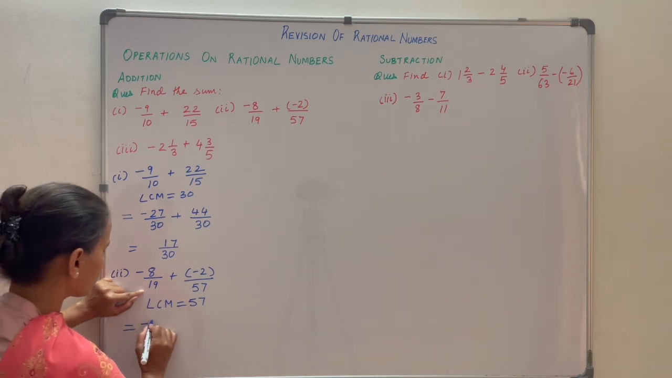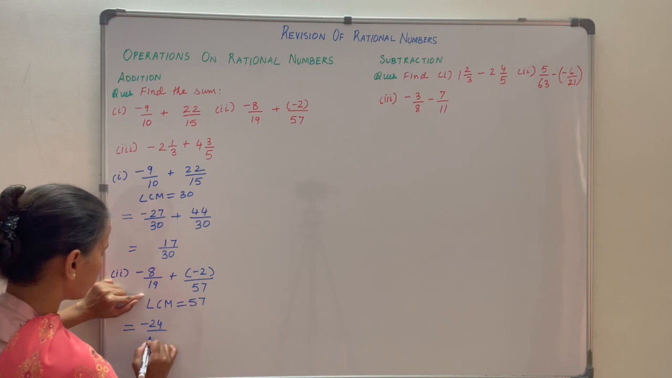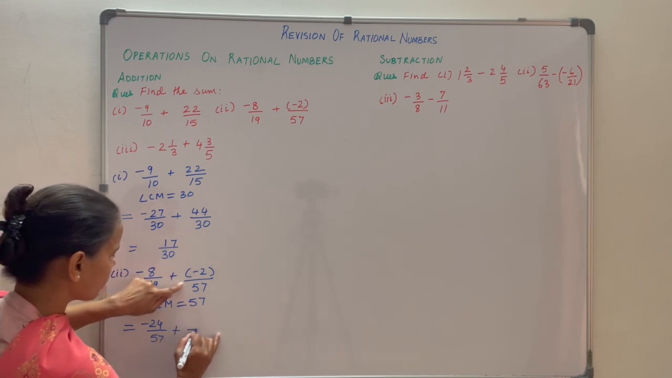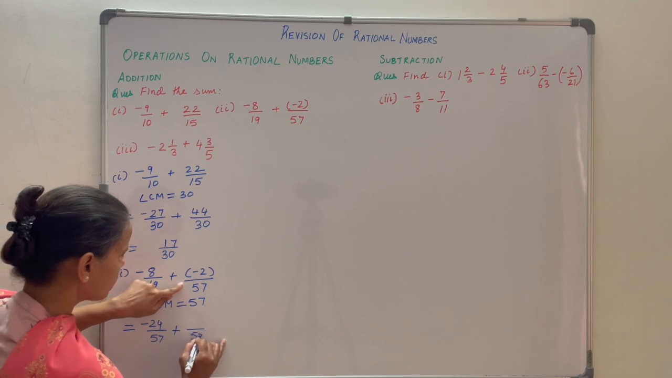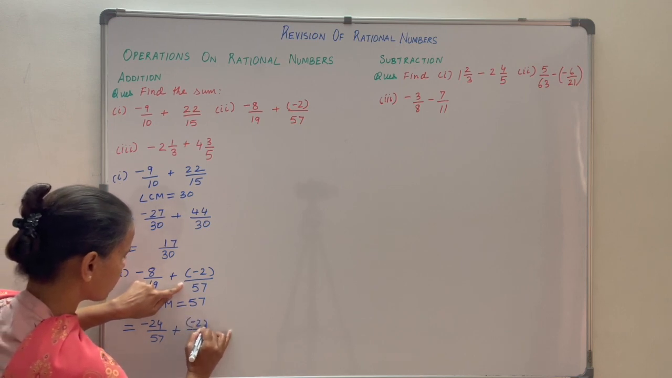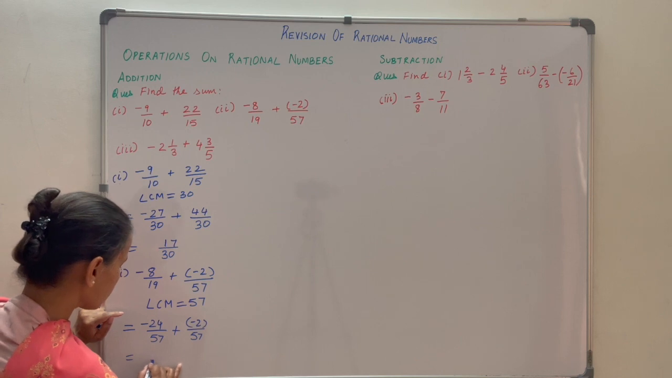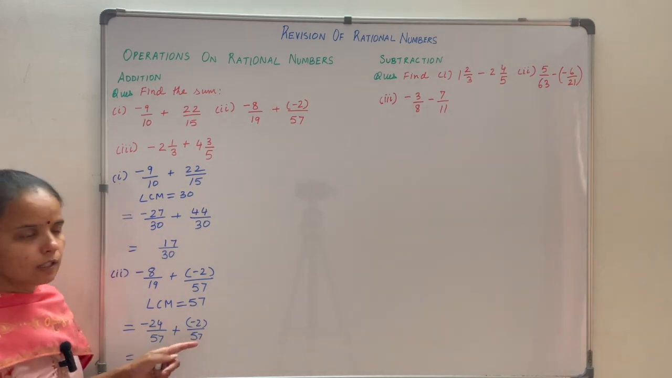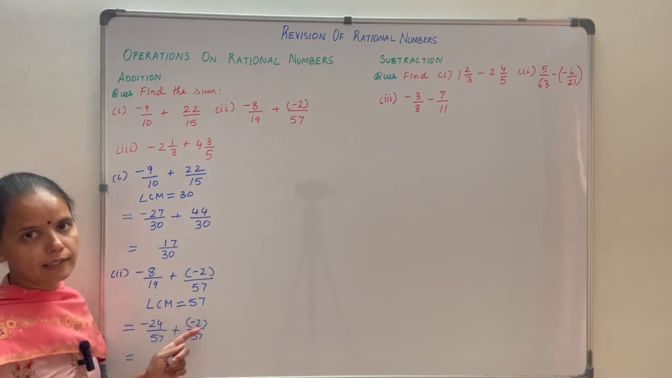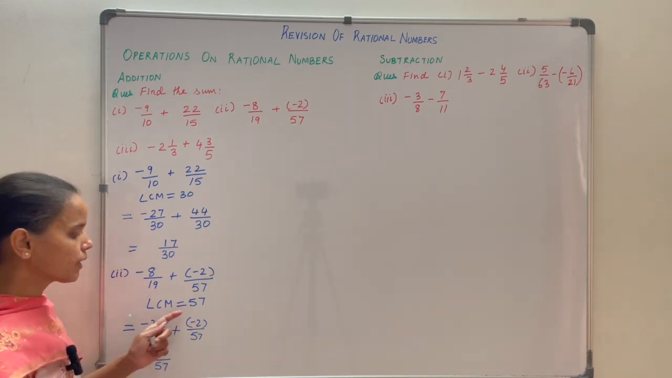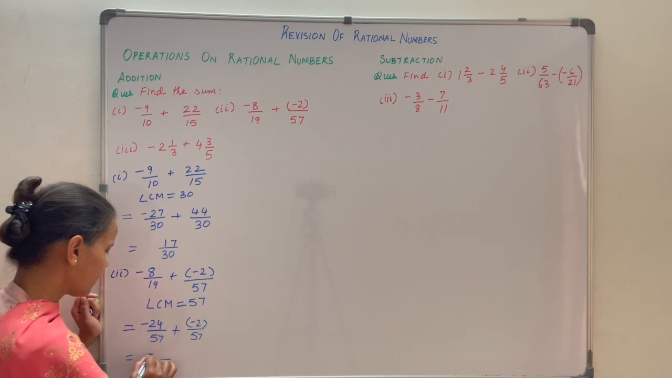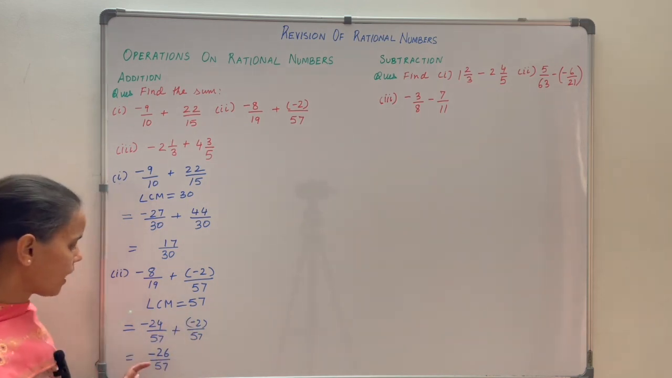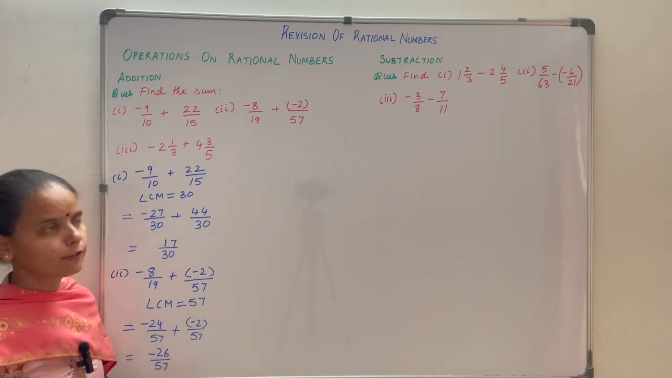So 8 into 3 is 24 and 19 into 3 is 57. Plus, it's already there, denominator 57, so you will write the number as it is. So here the denominator is 57. You just need to add the numbers in the numerator. Both the numbers in the numerator are negative. So whenever you are adding two negative numbers, the result is negative. 24 plus 2 is 26. So the answer is minus 26 upon 57.